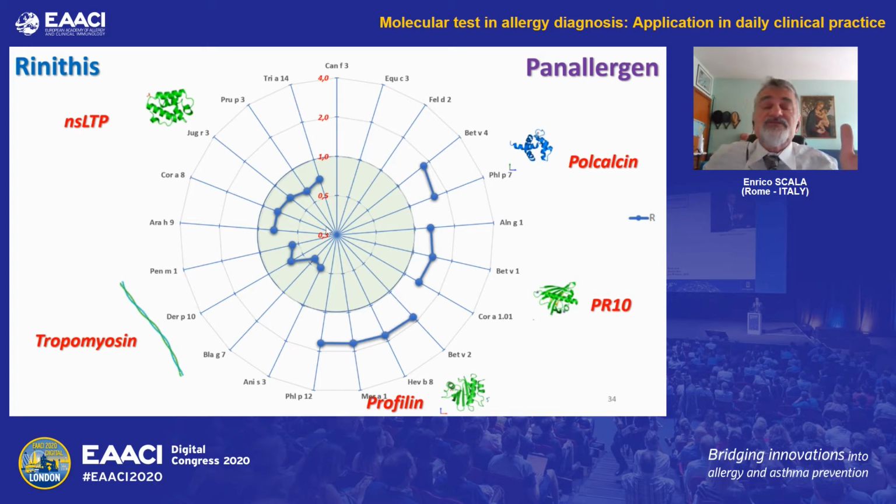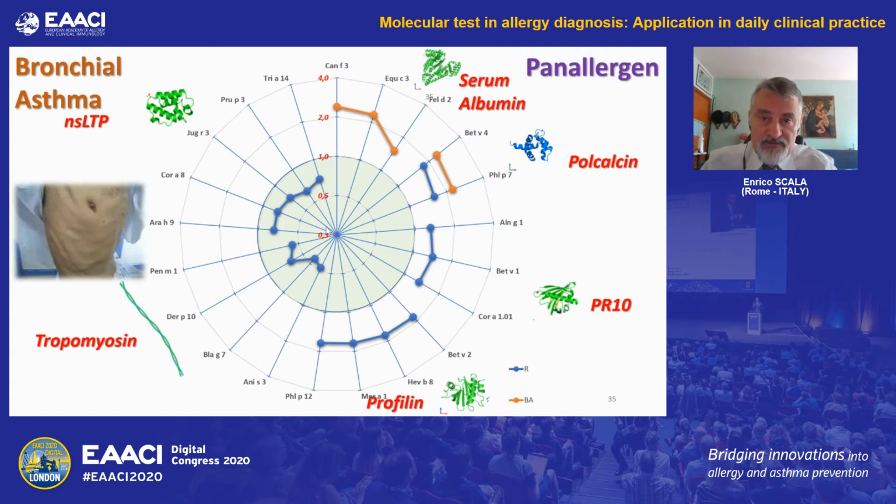And interestingly, such situation is absolutely the opposite to what is observed in the case of severe food allergy, where lipid transfer protein and tropomyosins are positively associated, and PR10 and profilin are negatively associated, and this makes sense. And talking about panallergens and bronchial asthma, as you can see, once again, we have polcalcin and serum albumin that are selectively related to bronchial asthma.